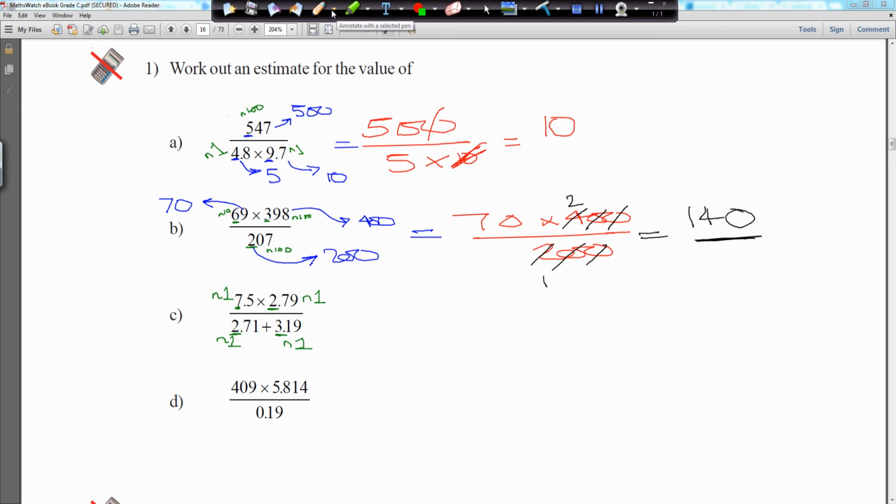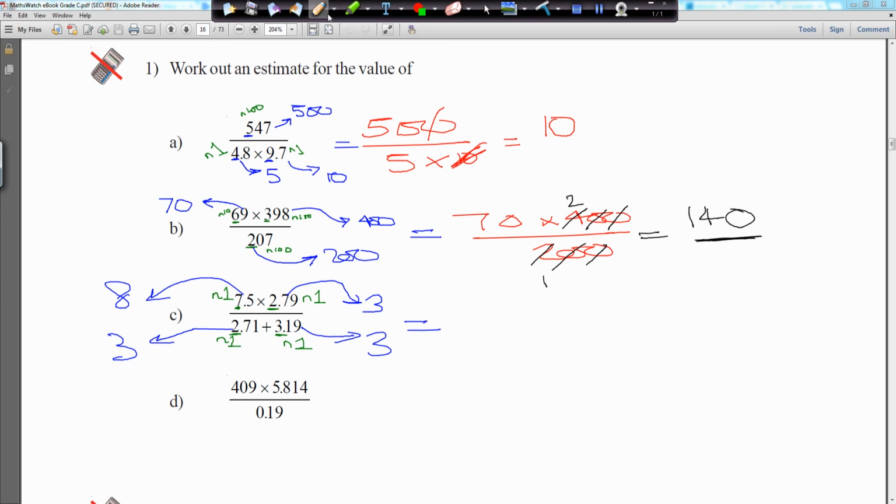So let's change it now. Seven and a half is halfway between 7 and 8, so it becomes 8. 2.79 is very close to 3, so it's more than halfway. 2.71, this number here is 5 or more, so we're going to round it up to 3. 3.19 is closer to 3 than 4, so that stays as 3.